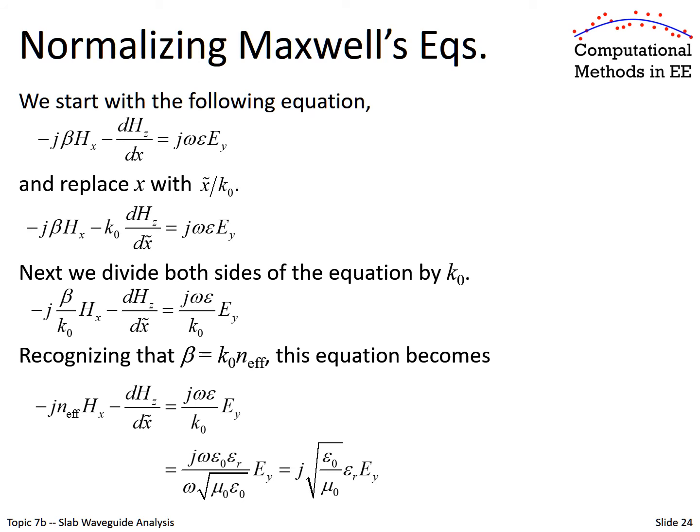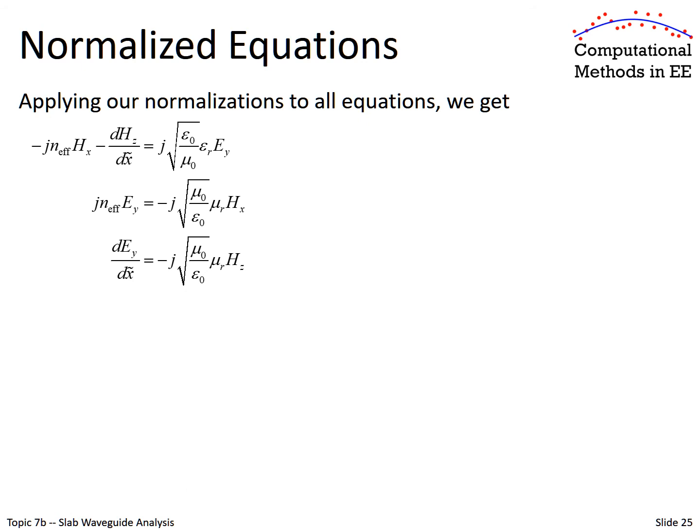Now, I can play some games with the parameters here, and I don't expect you to follow the electromagnetic theory here, but we expand our epsilon as a free space epsilon and a relative epsilon, sometimes called the dielectric constant. We expand our k naught as omega times the square root of the free space permeability and free space permittivity, and we cancel a bunch of terms, and we end up over here. Okay, so if we apply the same normalization we just did to all 3 of the equations for this E mode, we end up here.